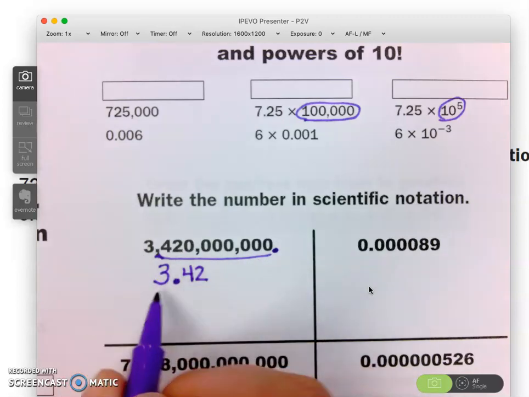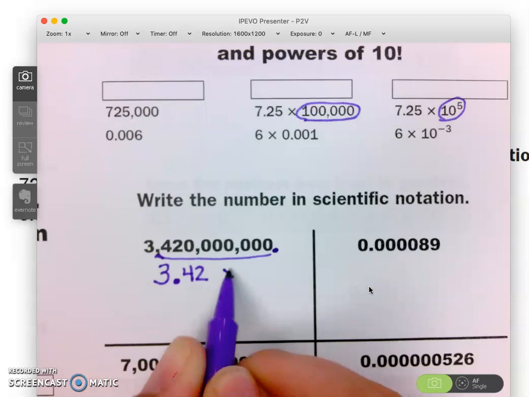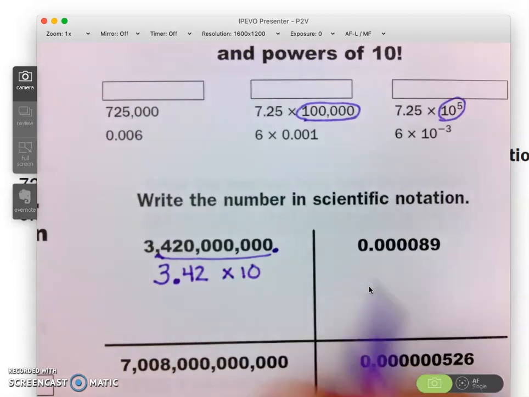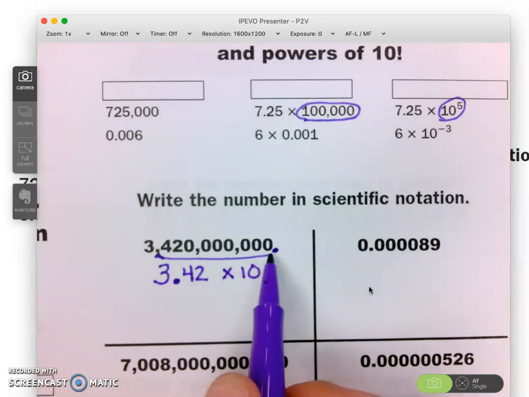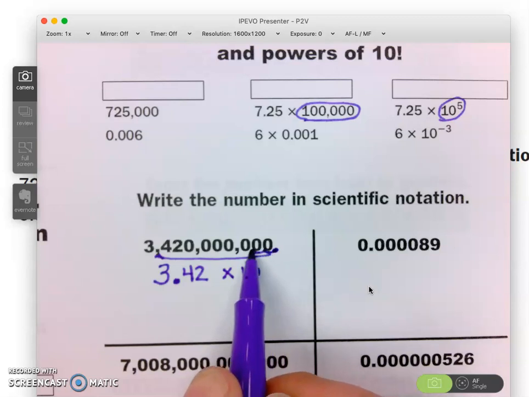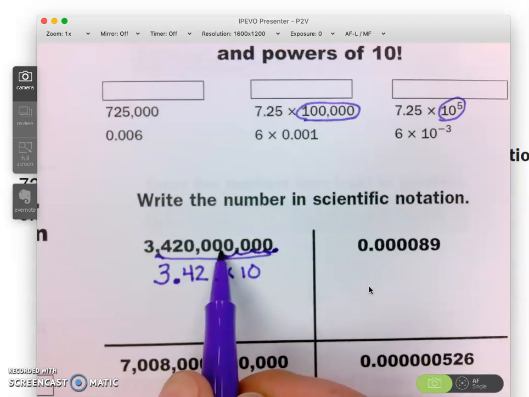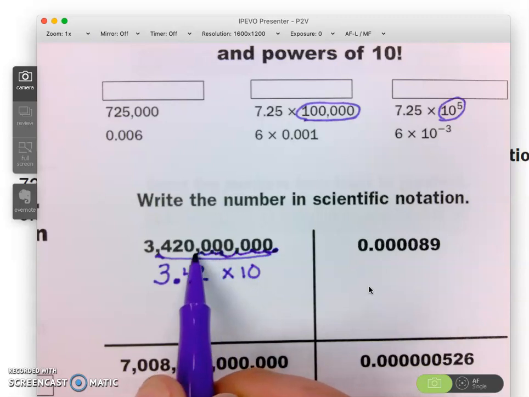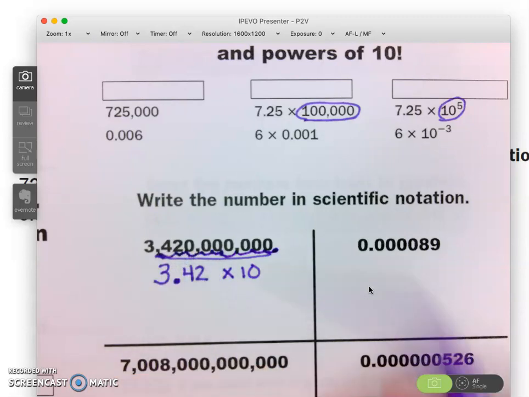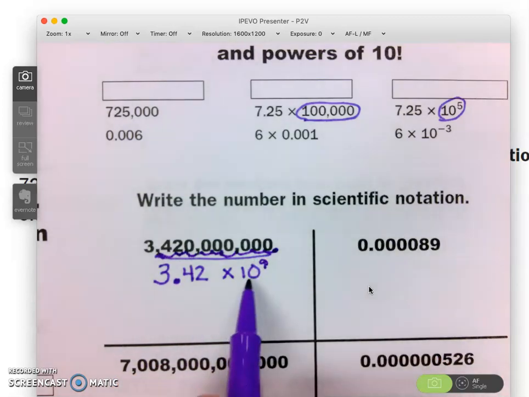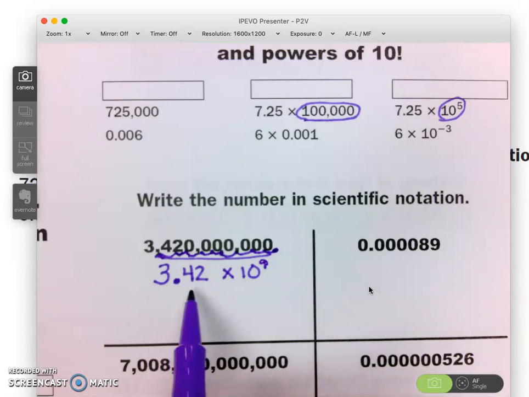Okay, so this is my first step, writing my number that's going to be multiplied by my power of 10. But now, it's not just going to be times 10, it's going to be times 10 to a certain power. So how many places did I move it? 1, 2, 3, 4, 5, 6, 7, 8, 9. So I'm going to have a 9 here. And now if I were to multiply this out, 10 to the 9th power, times 3.42, I should get my original number here. And that's one way you can check your answers.